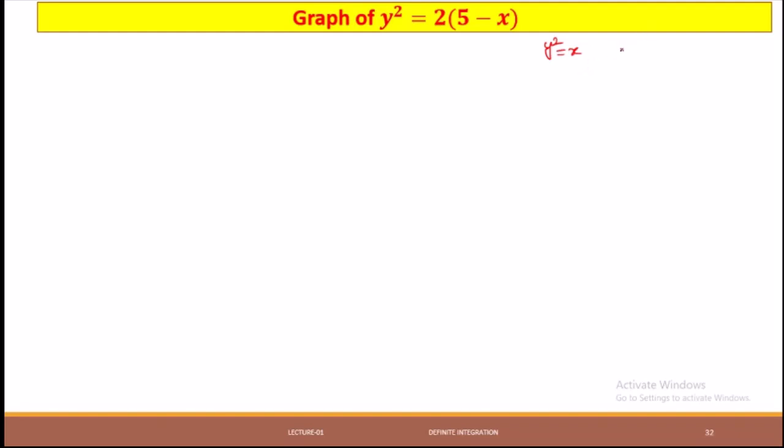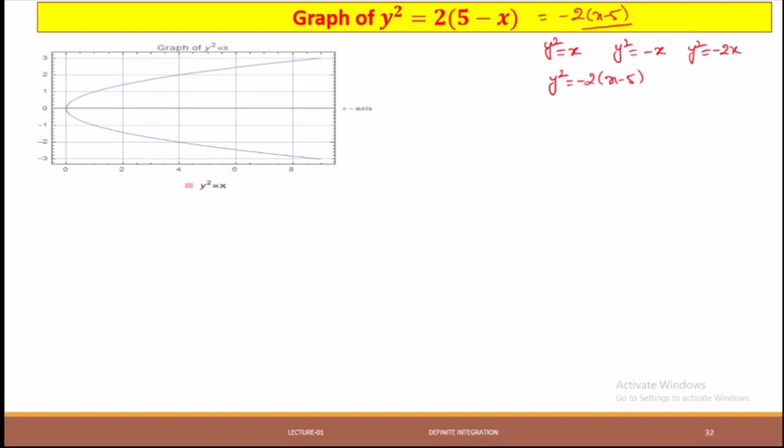Then we will consider the graph, then we will sketch the graph of y squared equals minus x. Then we will draw the graph of y squared equals minus 2x, and then finally y squared equals minus 2 into x minus 5, because this can be written as minus 2 into (x minus 5). Okay, so let me show you the first graph, that is y squared equals x. So this is how the graph looks like. This is a parabola. We have seen this graph already.